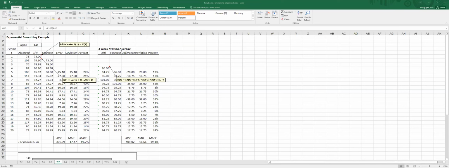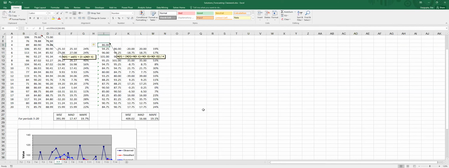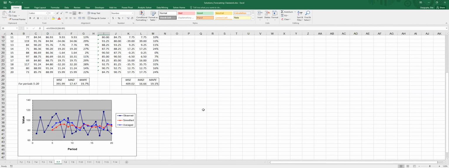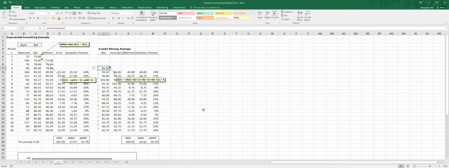Then you go into the 4-week moving average, and you know how to do it exactly, which is taking the first 4 observations and then equal to this divided by 4, drag it down, forecast, which is shifting it down by 1 lane, drag it down, differences, deviations, percentages, MSE, MAD, MAPE. And tell me when you were able to replicate the exact numbers.